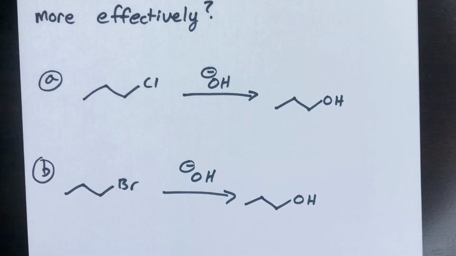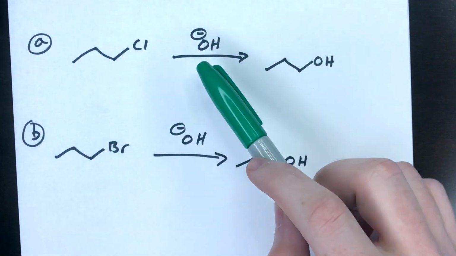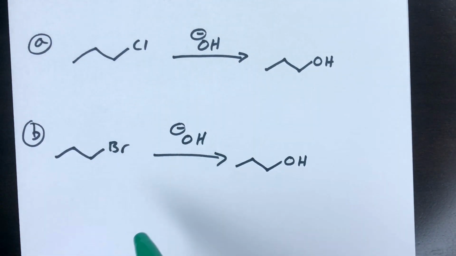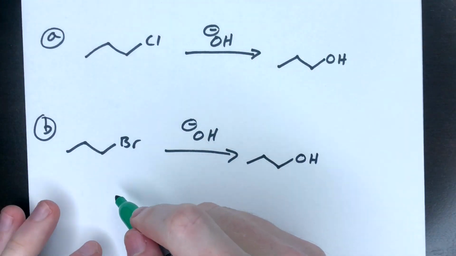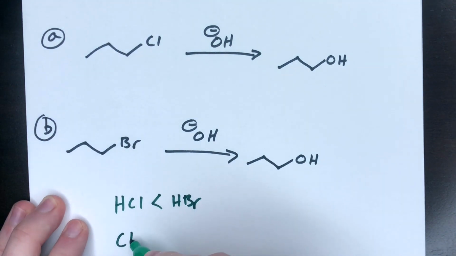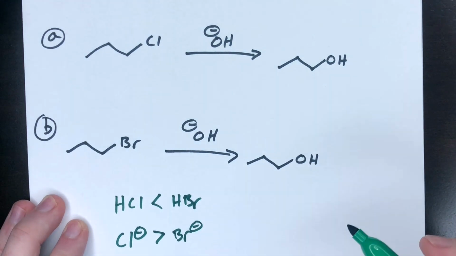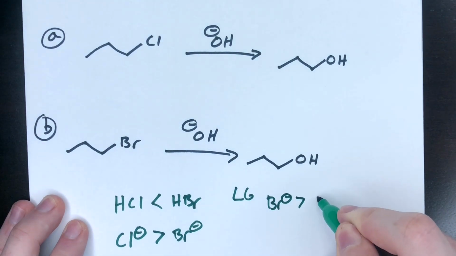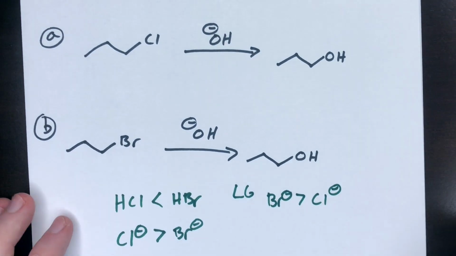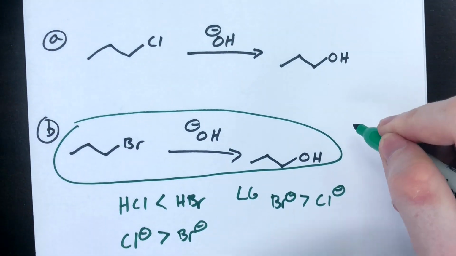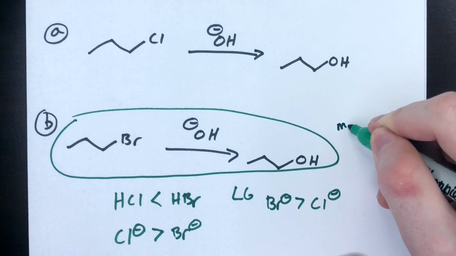Here we see them. We have A, which has a chlorine leaving group reacting with hydroxide, making this alcohol. And then we have B, which has a bromine leaving group reacting with this alcohol. So recall that HCl is a weaker acid than HBr. That means that chloride ion is a stronger conjugate base than the bromide ion, which then means that in leaving group ability, bromine is better than chlorine. So if bromine's a better leaving group, this reaction B is going to proceed much faster and more efficiently, as the question asks. So this will be more efficient.